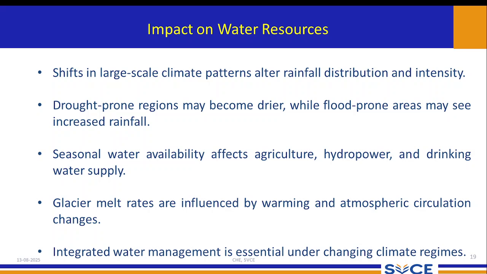For example, if you have a hydropower plant, the electricity produced is based on the water available. So if there is any scarcity of water, what will happen? All will get affected, right? Agriculture and drinking water supply will be affected, scarcity of water will happen, and hydropower electricity production will be low. Glacial melt rates are influenced by warming and atmospheric circulation changes. Integrated water management is essential under changing climate regimes.